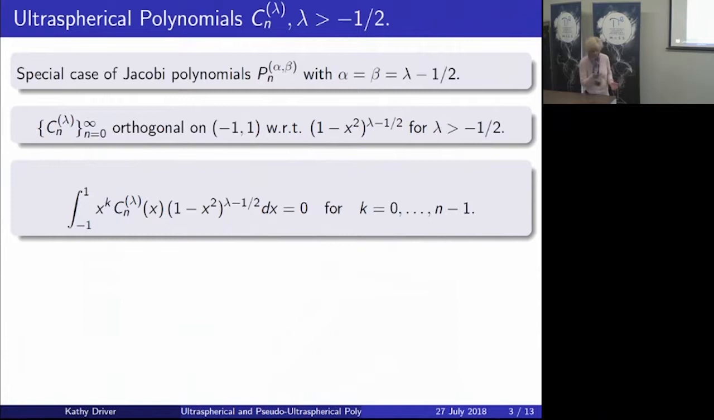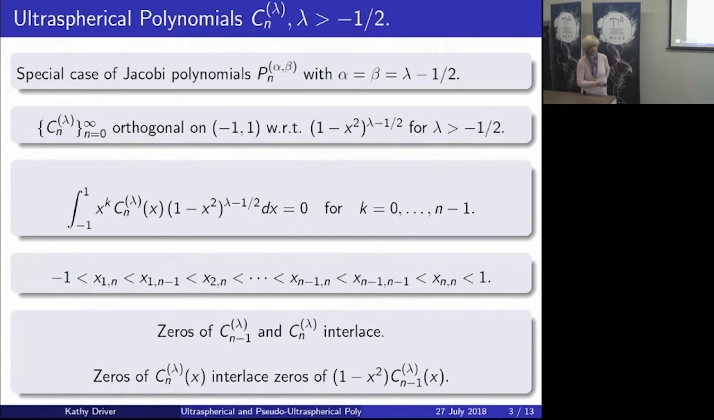The great property of the zeros of any orthogonal polynomials of degree n and n minus 1 is that in between successive zeros, x_1n and x_2n, these are the zeros of the polynomial of degree n, there is exactly one zero of the polynomial of degree n minus 1. So you've got n zeros, it creates n minus 1 intervals, if you like, within the interval minus 1, 1, and one of the zeros of P_(n-1), or in this case C_(n-1)^lambda, is exactly in that interval. So we say that the zeros of C_(n-1) and C_n interlace.